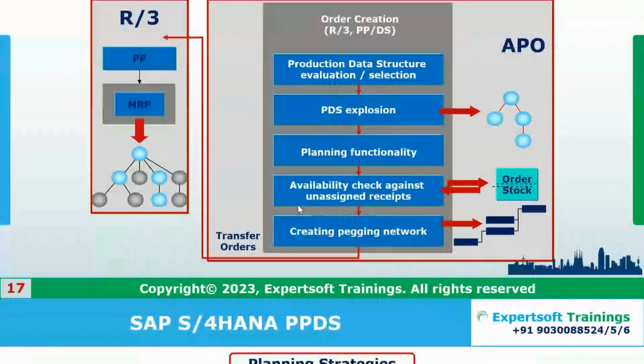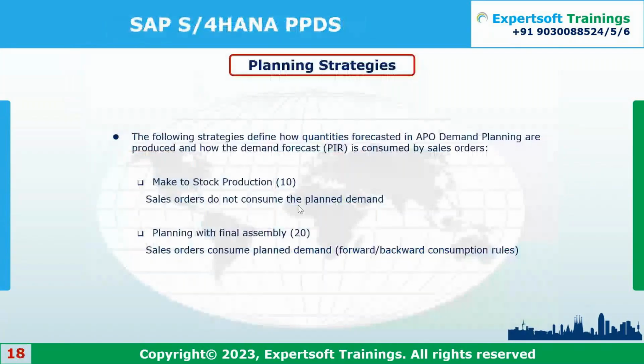And we have different planning strategies based on the business and the requirement. We can design and define our own planning strategies as well. But in general, planning with final assembly 40 is widely used, and you can do make to stock strategy planning also.